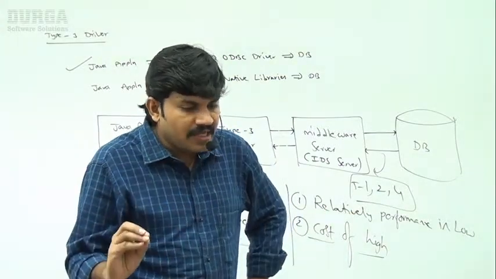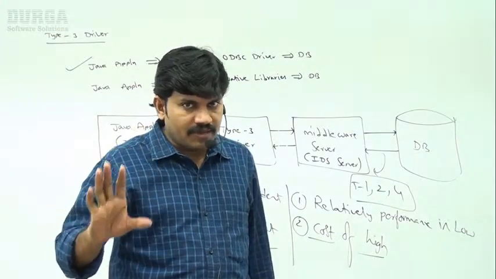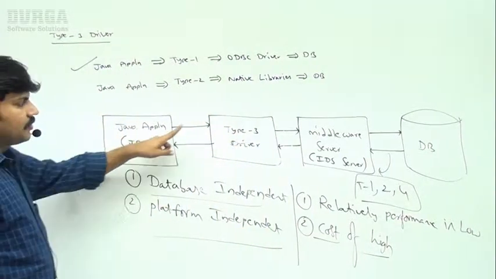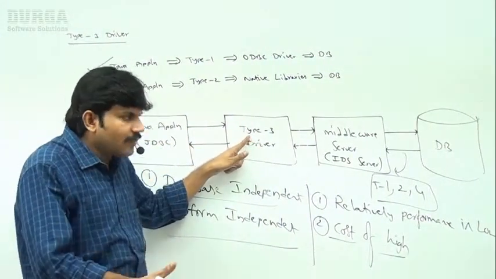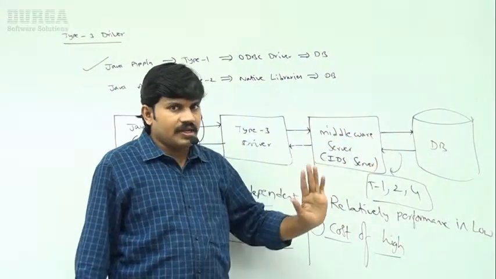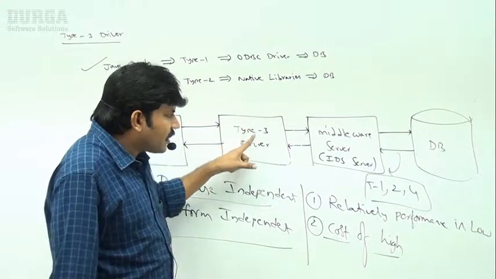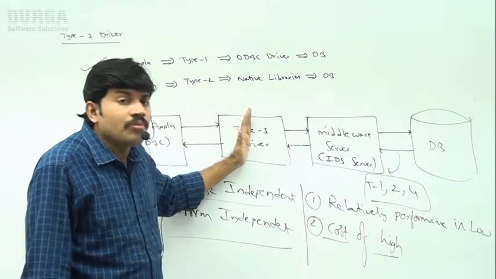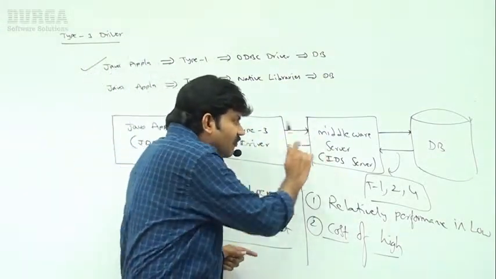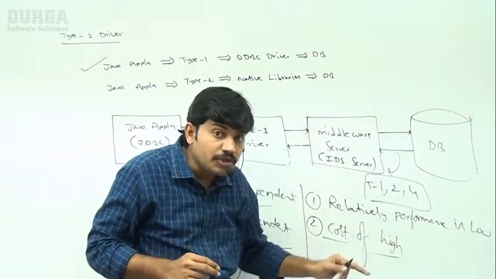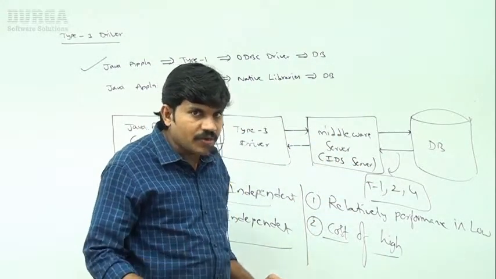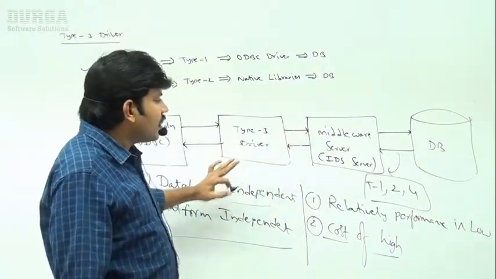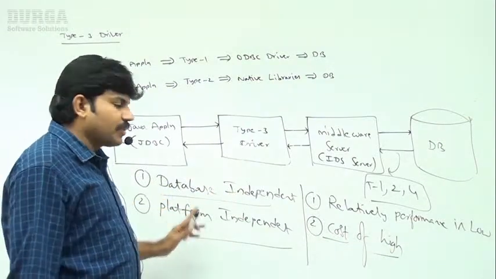So if a person is asking what is the architecture of type 3 driver, what are the advantages, what are the disadvantages, right? Sir, internally type 3 driver take support of middleware server to communicate with the database. First point. Next, this type 3 driver converts JDBC calls into middleware server specific calls. Middleware server converts middleware server specific calls into database specific calls. Clear, right? So how many levels of conversion is required? 2 levels of conversion is required.